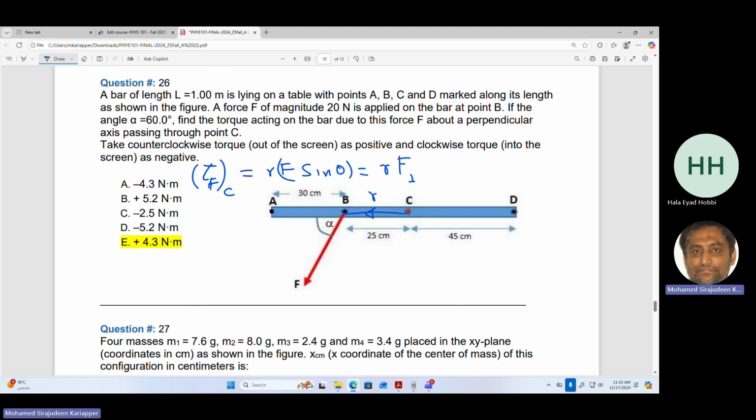That's very important, okay? You remember that is a vector. The first point is where you want the torque. That is C. I want the torque at C. To where? To the point where the force is applied. That is B. So CB is our R. And the angle is the angle between R and F.